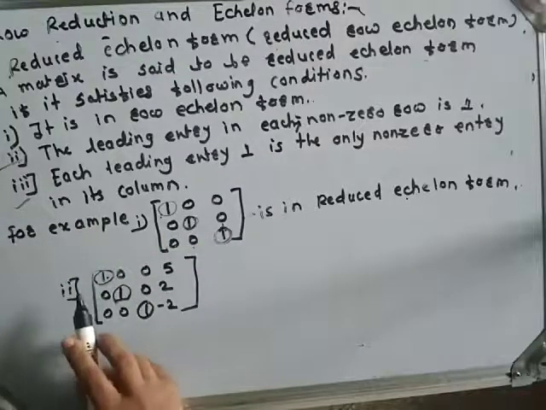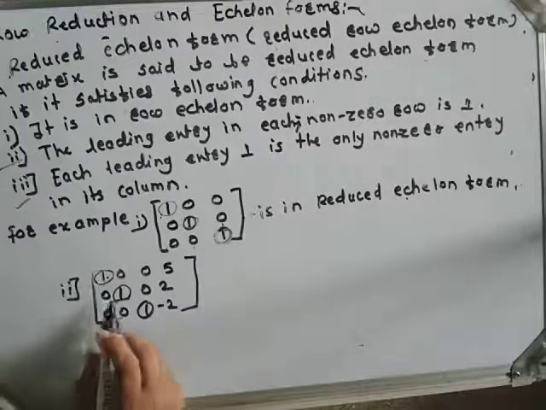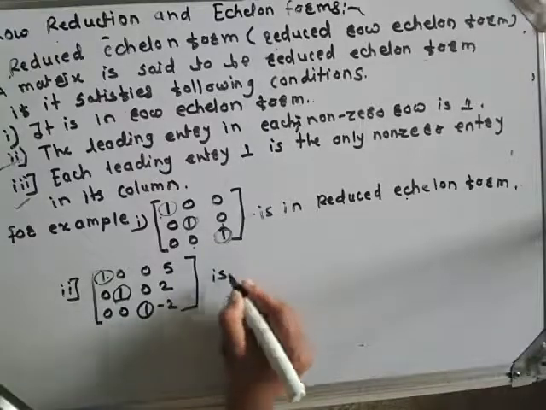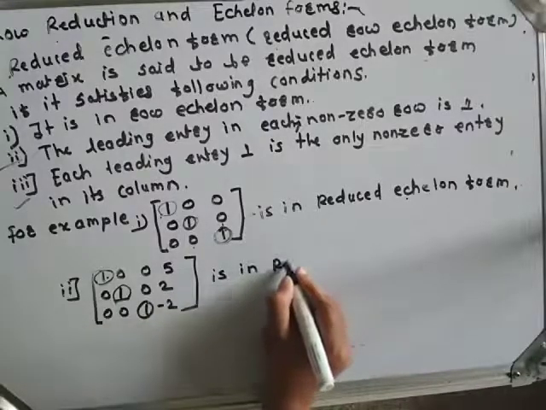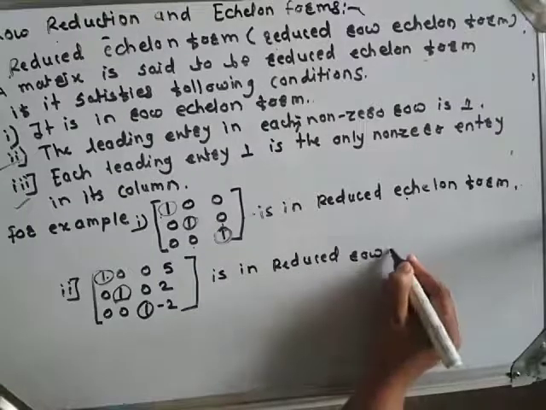Here observe that each leading entry 1 is the only non-zero entry in its column. Therefore this matrix is in reduced row echelon form.